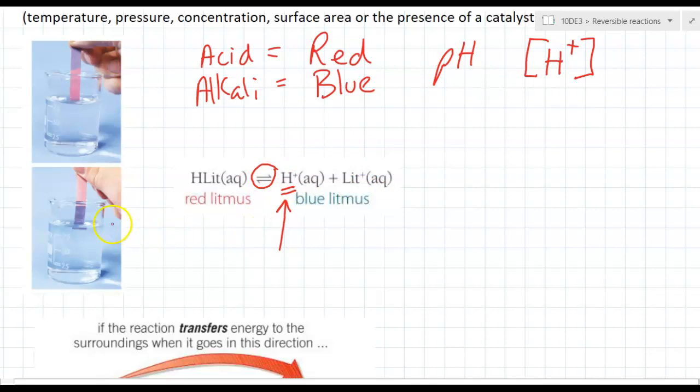So we could make this, if you took this piece of blue here and put it into the acid, it would go red and back to blue and back to red and back to blue. Okay, that's what we mean by a reversible reaction.